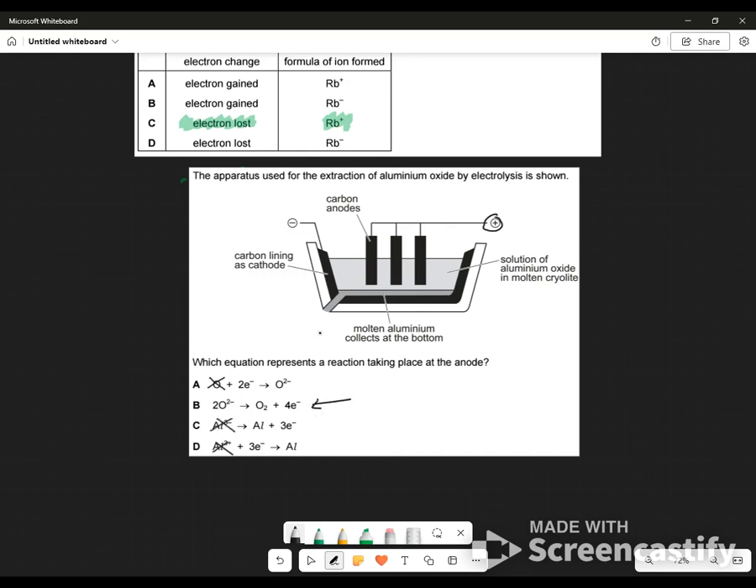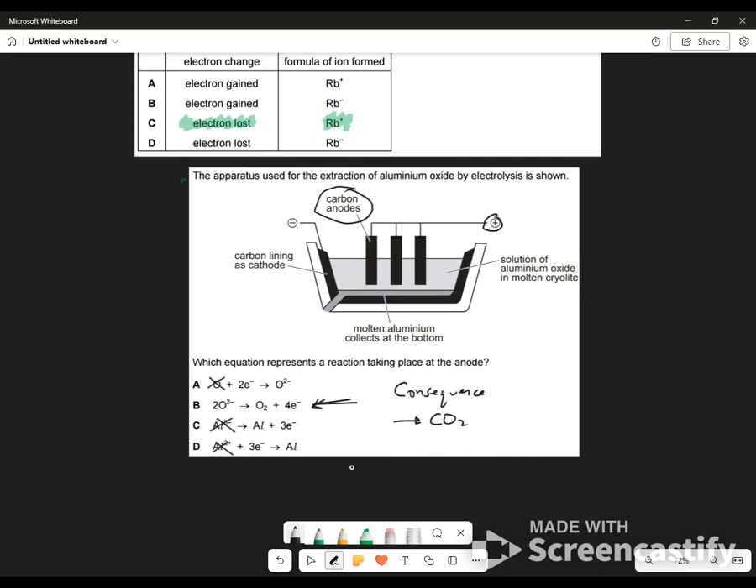Now, what's the consequence of oxygen going to the carbon anode there? Does anyone know? Or can anyone remember? What's the consequence of oxygen being formed at the carbon anode? What happens to the carbon anodes? Carbon dioxide is formed, yeah, good. CO2 forms. But what happens to the anodes themselves? Exactly, the anodes lose mass and they start to wear away, and therefore they have to be replaced.